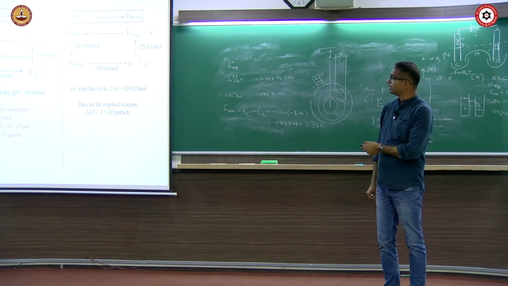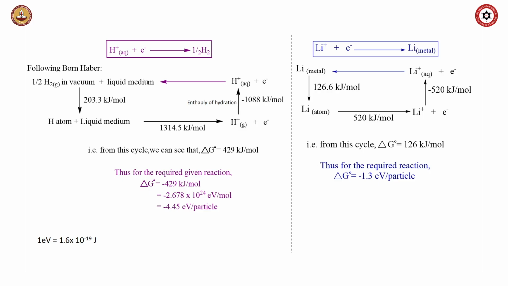I can do the same calculation for lithium. I have done it here. Lithium metal to lithium atom, it is called what? Enthalpy of vaporization. Correct? Atom to ion, enthalpy of ionization. Ion to in the liquid, hydration, right, solvation, and then to metal, right. Now I want to find out this energy, I calculated, it comes minus 1.3 electron volt.